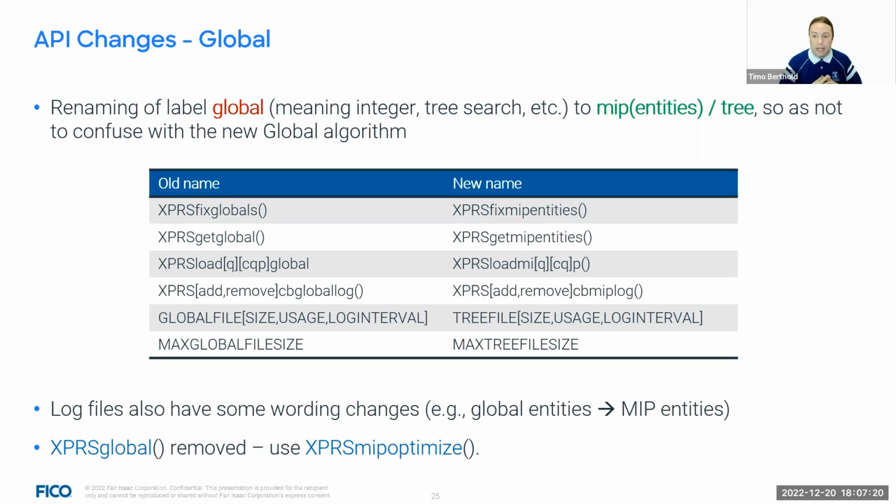Hence, we bit the bullet here and we renamed everything from the non-global solver API that had the term global in it to something that says MIP or MIP entities or tree. So also there are some equivalent changes in the logs, for example, after reading a problem. And all those functions still lurk around as deprecated and they just forward to the renamed functions, but we recommend to update. And finally, the function Xpress global, which has been deprecated for years, by the way, got removed. So you see, there are quite some changes.